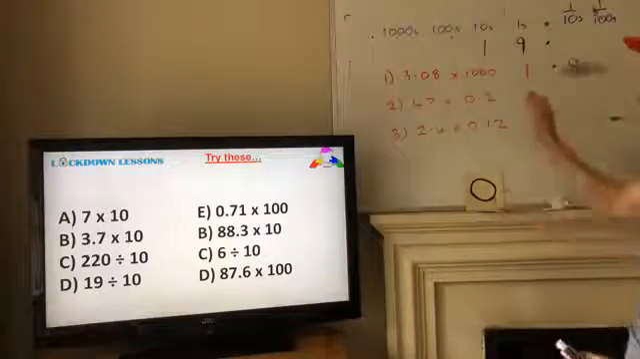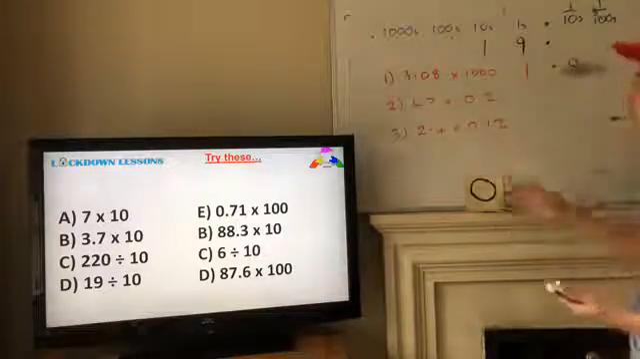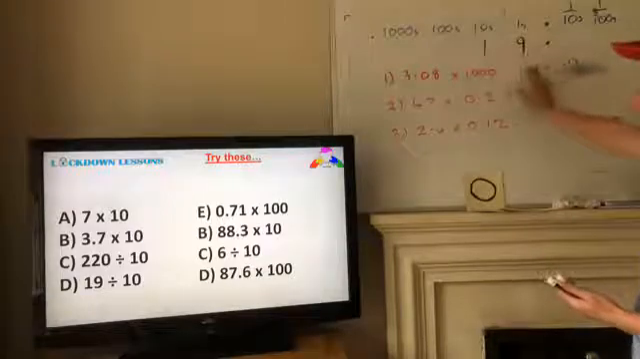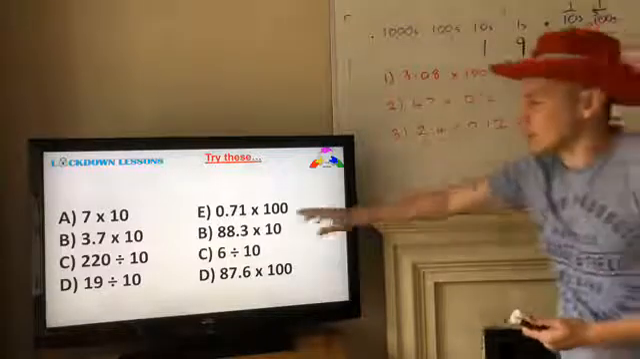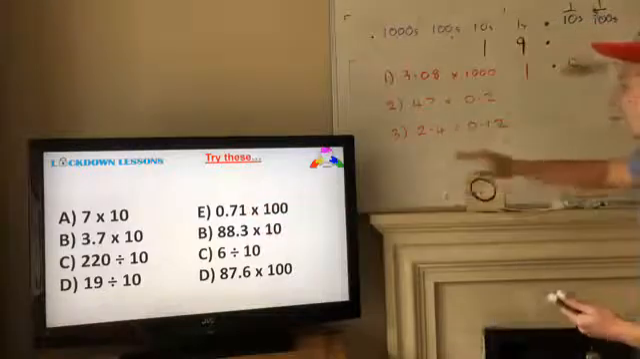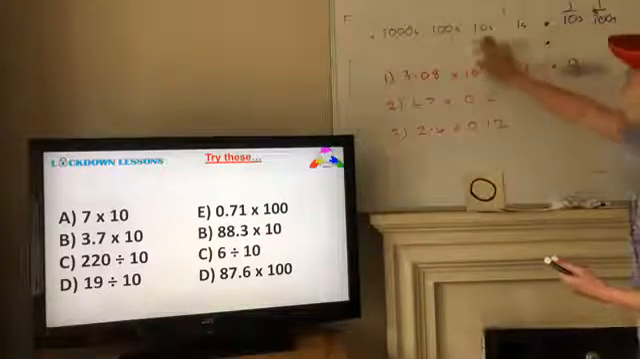So you might have been told to just add zeros, and that doesn't always work. It's not about adding zeros, it's about moving them along. Okay, I'll just look at E as well. So E, 0.71 times 100.